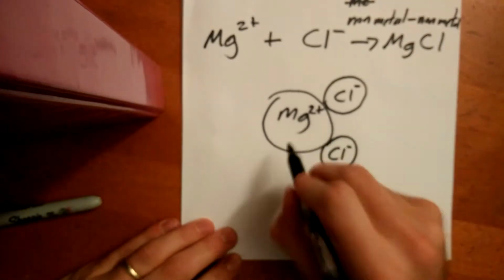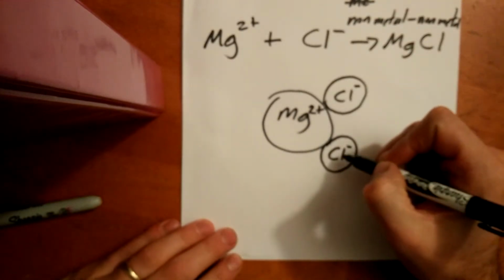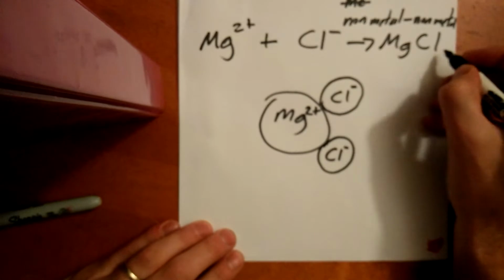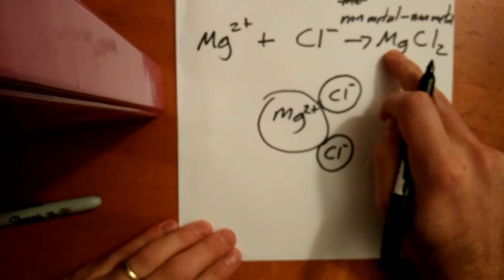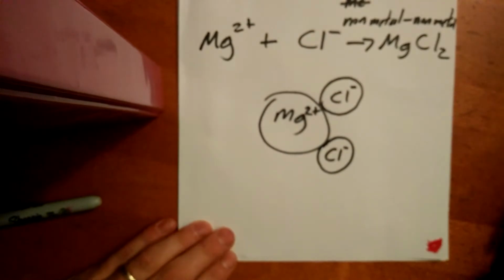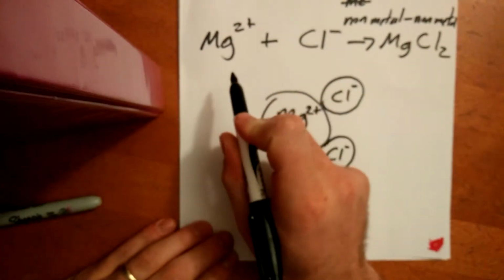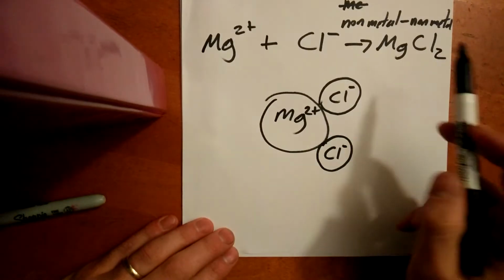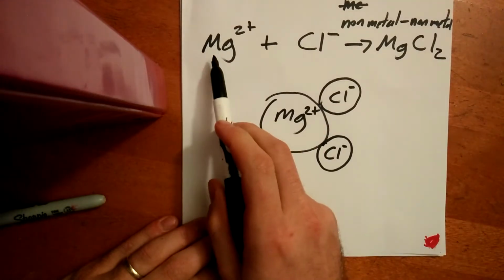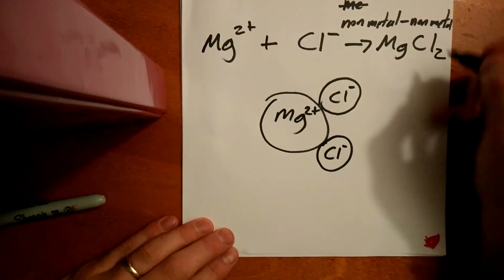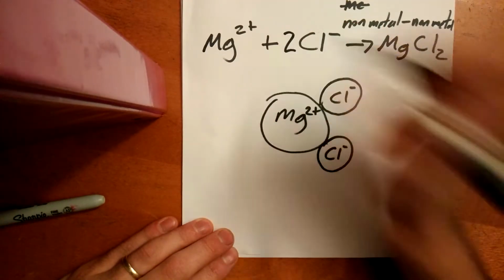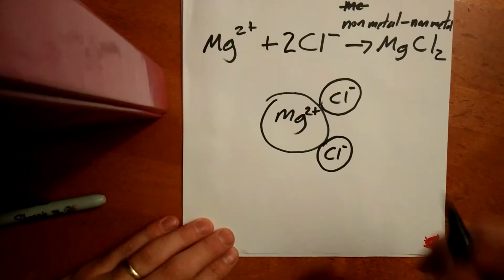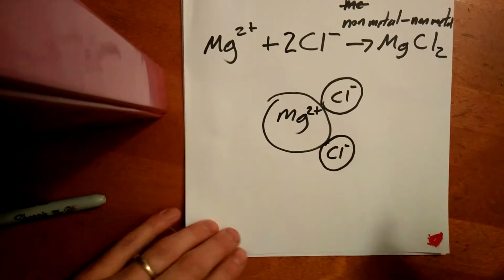Now, if you look at this, we have one magnesium and two chlorine. So we can write this as magnesium chloride with a 2 there to show that we have one magnesium, two chlorine. Now, to finish off this equation, let's balance it out. On this side, we have one magnesium. On this side, we have one magnesium, so that's good. On this side, we have two chlorine. On this side, we have one. So let's put two chlorine into that equation. And that would be all balanced and good to go.